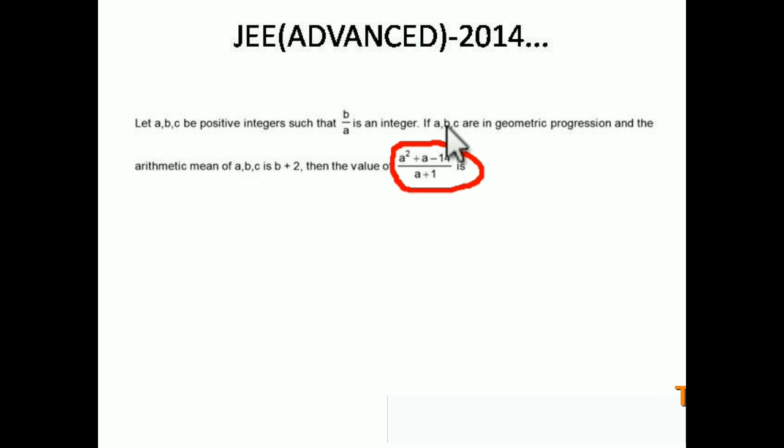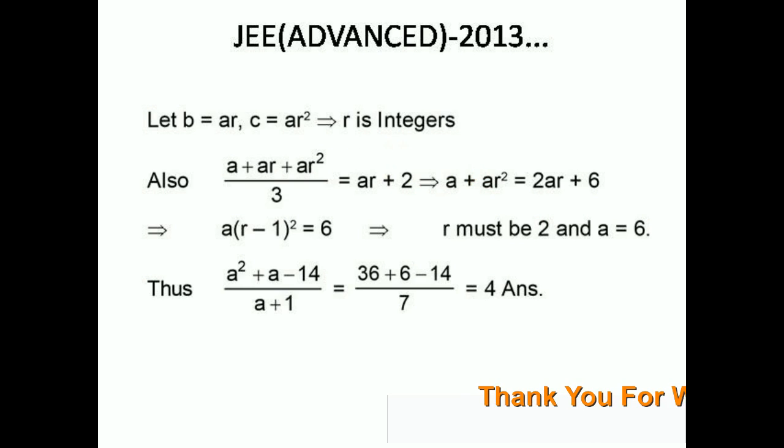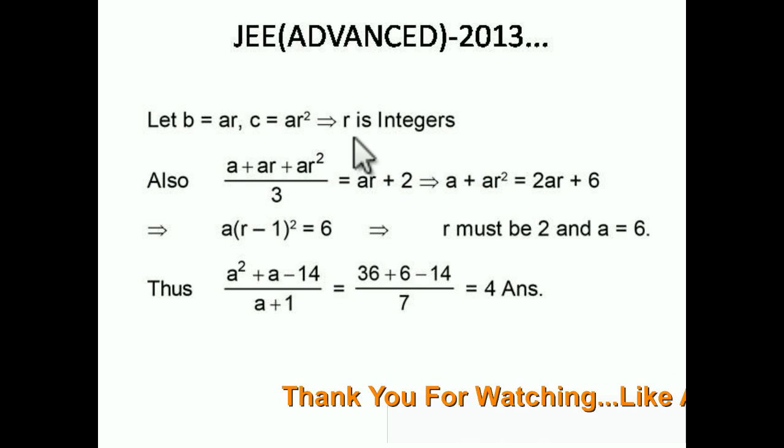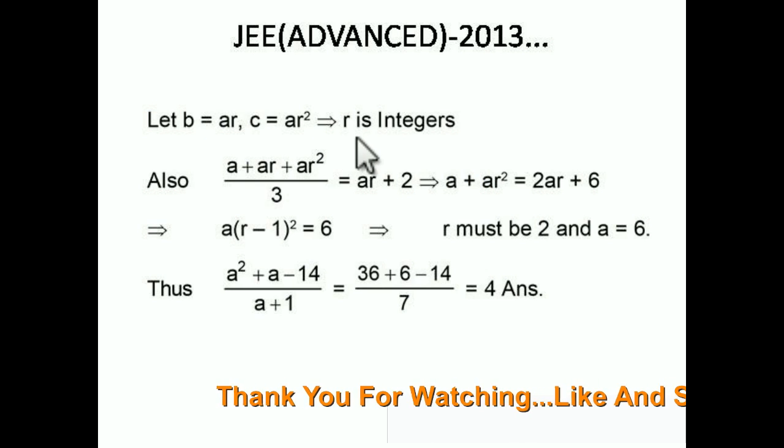So if A is the first term, then B is equal to A into R. Common ratio is multiplied by the first term. Then C becomes A into R square. Okay. So we have the first term as a, so b is equal to ar and c is equal to ar square, and where r is an integer, we all know that.